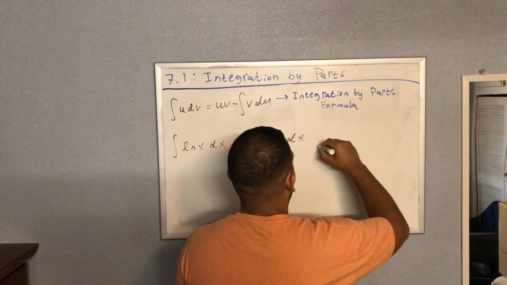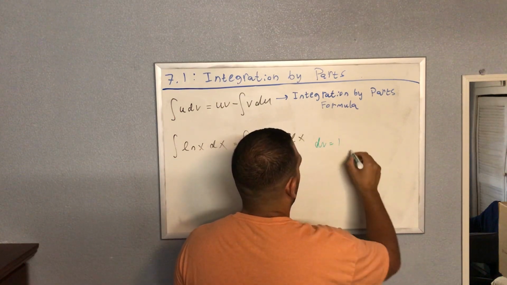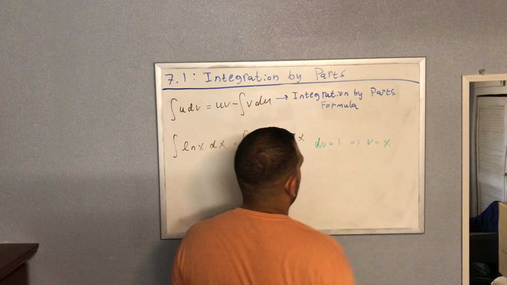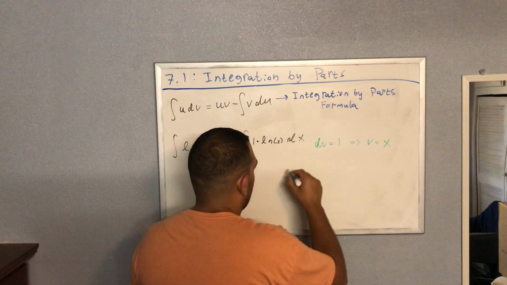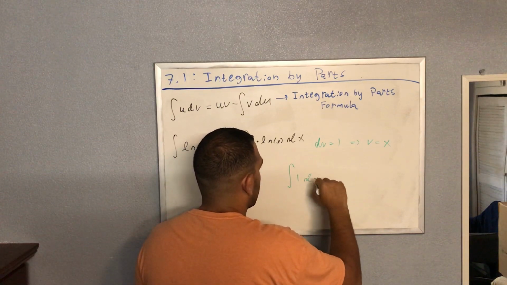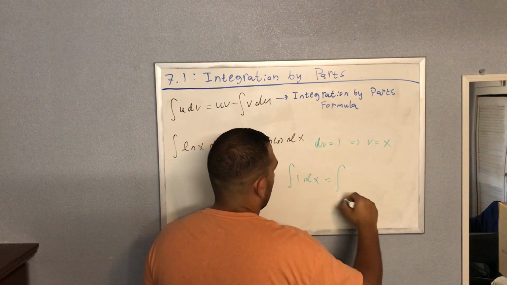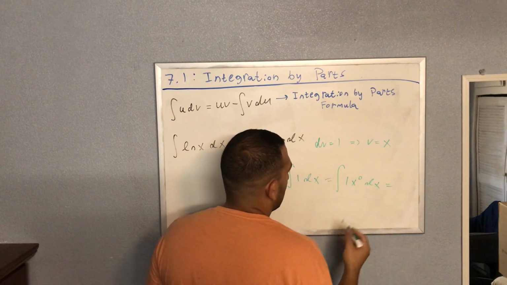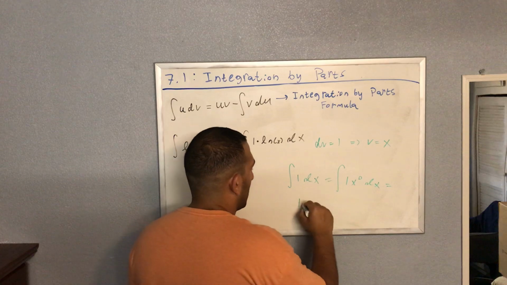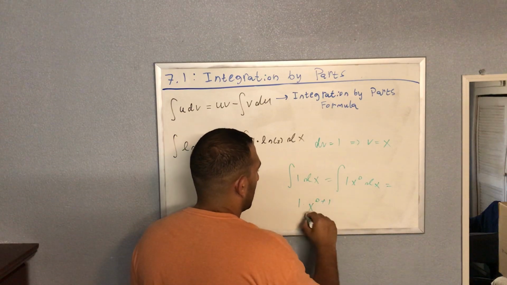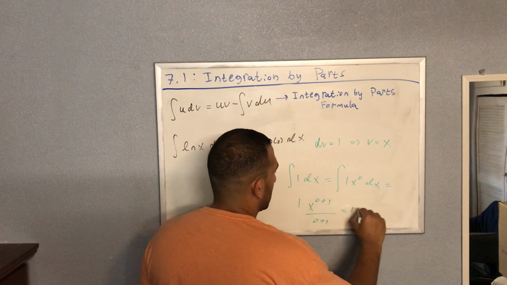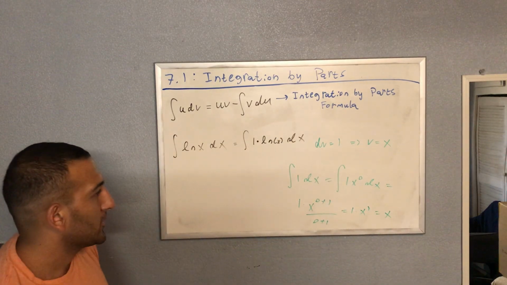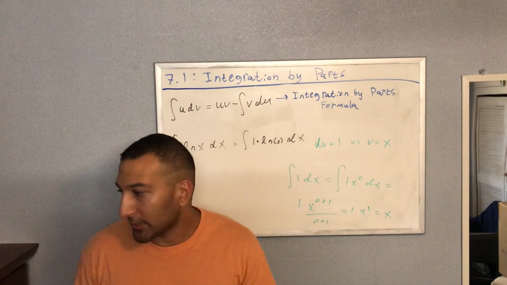dv be 1. So dv just equals 1, meaning when you integrate both sides, v will just be equal to x. Right, the integral of 1 dx is the same as the integral of 1 times x to the 0 dx. And then if you use the power rule, this is 1 times x to the 0 plus 1 over 0 plus 1, which is 1 times x to the first, which is just x. So yes, doing all that work, remember, you just get x out of this.